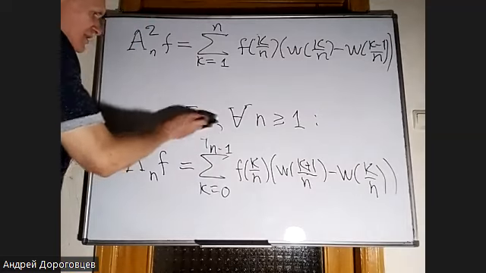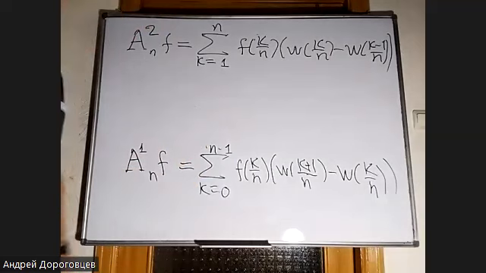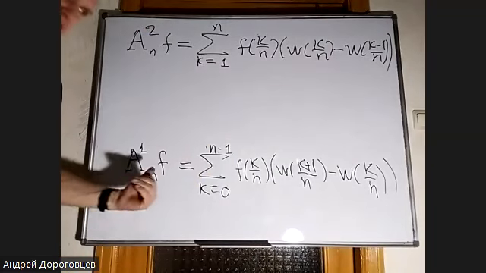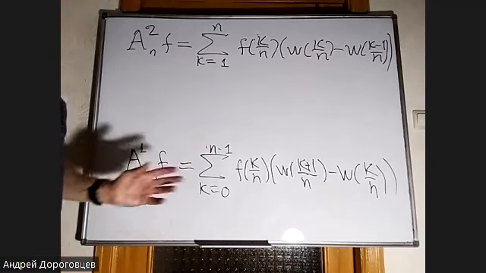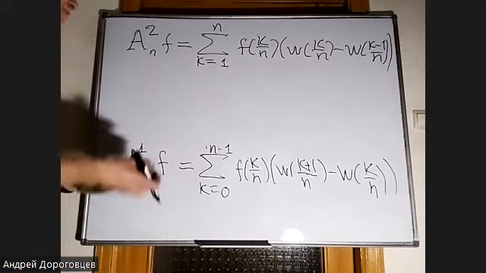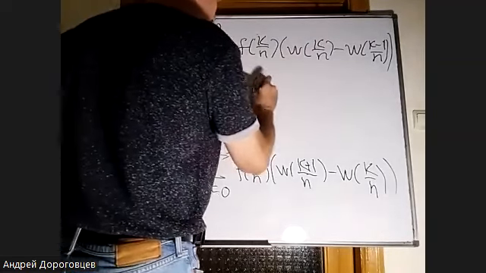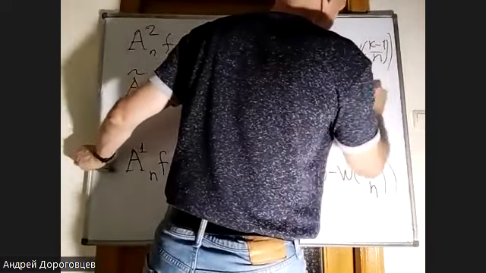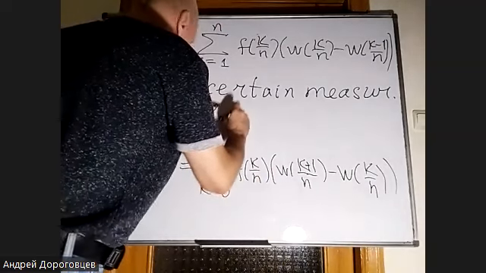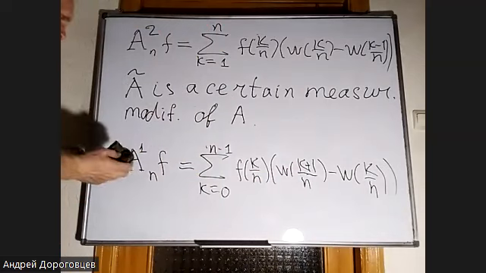Let's begin to define the measurable modification as follows. Since A is continuous in probability and acts from a separable space into a separable space, A definitely has some measurable modification. I don't know its properties, but it has. So let A with theta be a Gaussian measurable modification of A. Okay, so let's choose one. Proceed as follows.